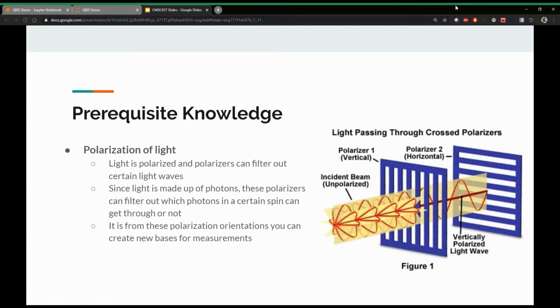As you can see here on the image on the right, the first polarizer is set in the vertical orientation. This means that the incident beam going through it will only have the vertically polarized light wave go through. As you can see, the second polarizer is set in the horizontal position, meaning that the vertically polarized light will not go through, since it is not horizontal.